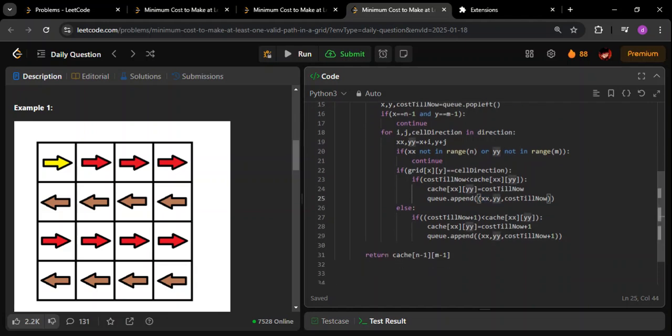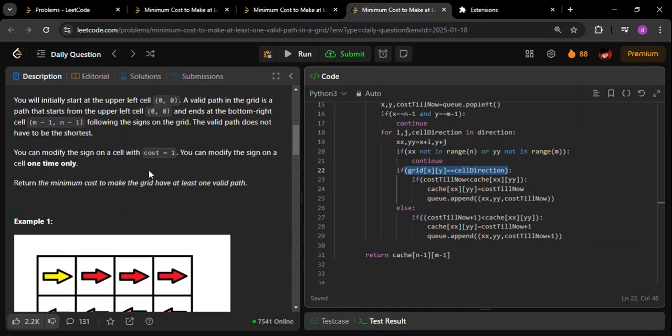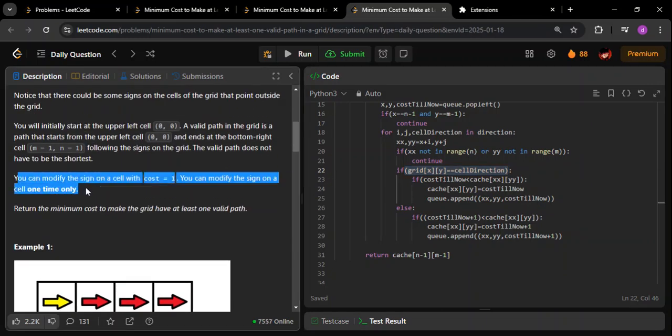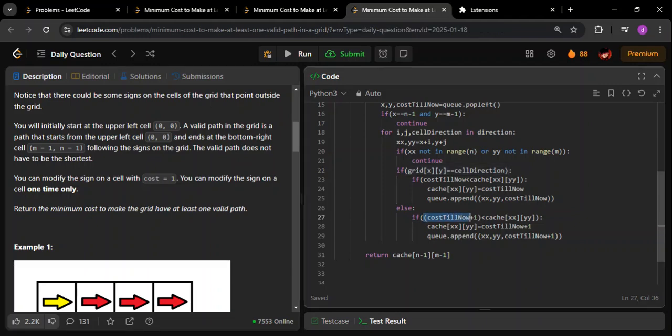Now, if this is not the case, then we have to incur a cost in order to go from x comma y to double x double y. I hope you understand this point. So the idea is, if you are not following the arrows here, you'll have to incur that cost. They have mentioned this point here very cleanly. As simple as that. Now, for that reason, what I have to do, I'm just checking whether the cost till now plus one. Why is this plus one coming? Because we are not following the direction, so we'll have to incur a cost. As simple as that.